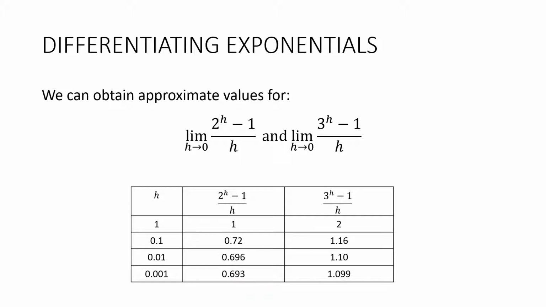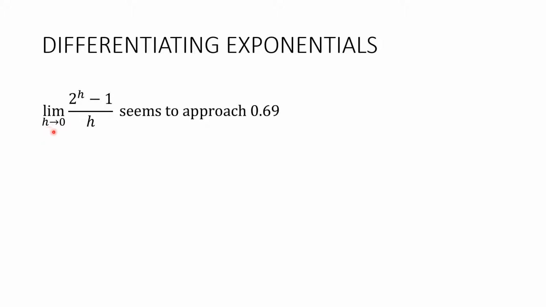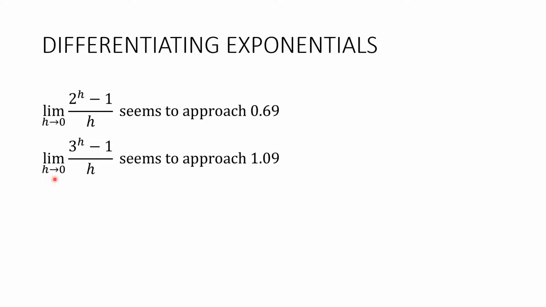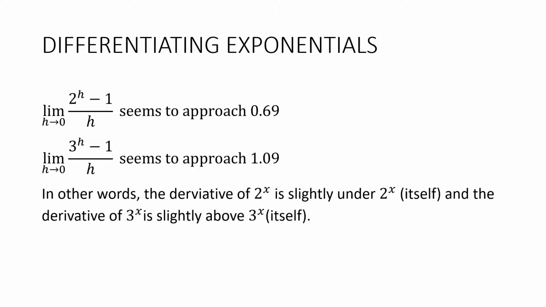This one heads down, down, down, and sort of starts to level out about 1.09 something. So the limit as h approaches 0 of 2 to the h minus 1 divided by h seems to approach 0.69. And the limit as h approaches 0 of 3 to the h minus 1 divided by h seems to approach 1.09. In other words, the derivative of 2 to the x is slightly under 2 to the x. Remember this thing here was multiplied by 2 to the x? So it's slightly less than itself. And the derivative of 3 to the x is slightly above itself.